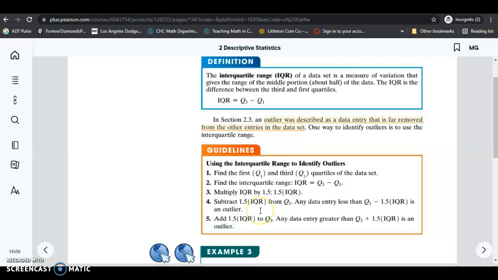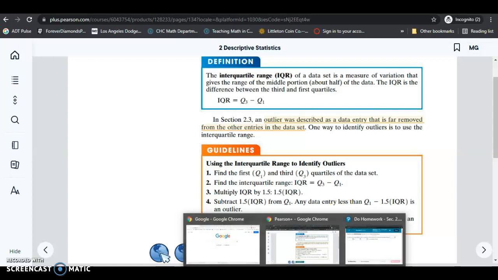Okay, so in step 4, we subtract 1.5 times the IQR from the first quartile. We're going to call that the lower fence. Any data value that's less than this value is an outlier. Likewise, we add 1.5 times the IQR to Q3 to get what's called the upper fence. So any data value greater than Q3 plus 1.5 times the IQR is also an outlier.